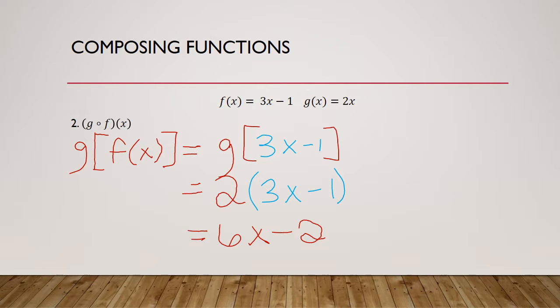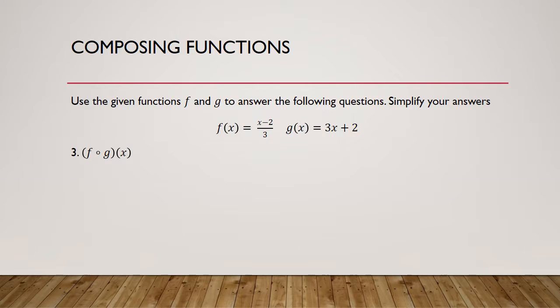Now I know that f of g was very close to this, right? f of g was 6x minus 1. But 6x minus 2 and 6x minus 1 are not the same function. Okay? So when you compose f with g and then when you compose g with f, they don't necessarily come out to be the same thing.